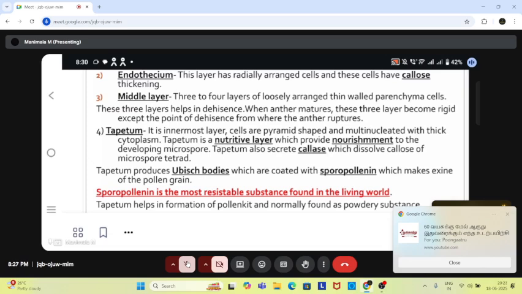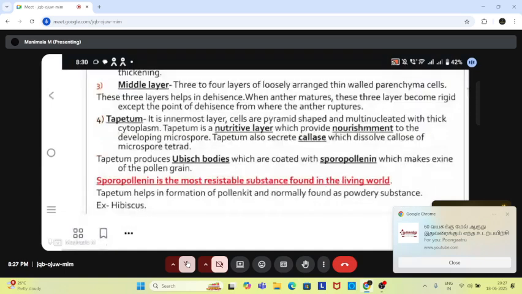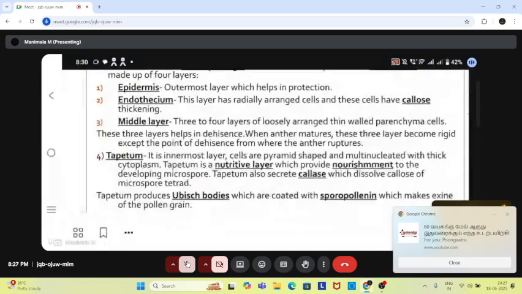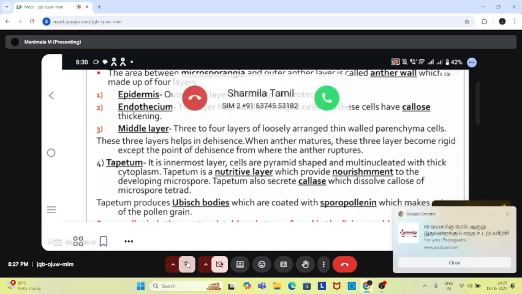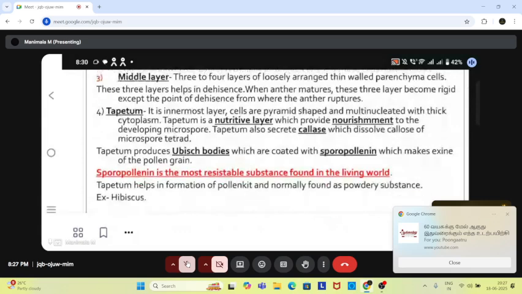So this is about the different layers of the anther. First, I told about the chambers, tetrasporangiate and bisporangiate. Next, I told about the different layers of the anther, especially four important layers: epidermis, endothecium, middle layer, and tapetum. The epidermis, endothecium and middle layer have the main function of protection and dehiscence of the anther. The tapetum is the innermost layer, the nutritive layer, because it nourishes the pollen grains.